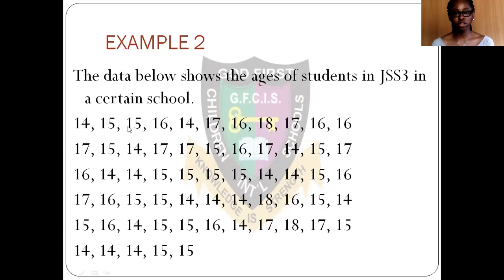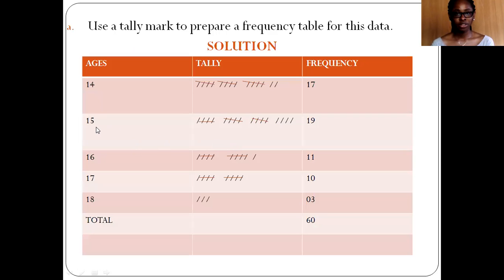For 15 years, we count 1, 2, 3, all the way up to 19. So 15 appears 19 times. This is 15, and the frequency is 19.